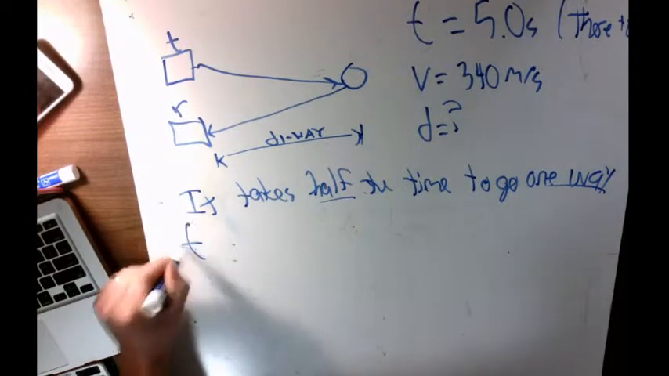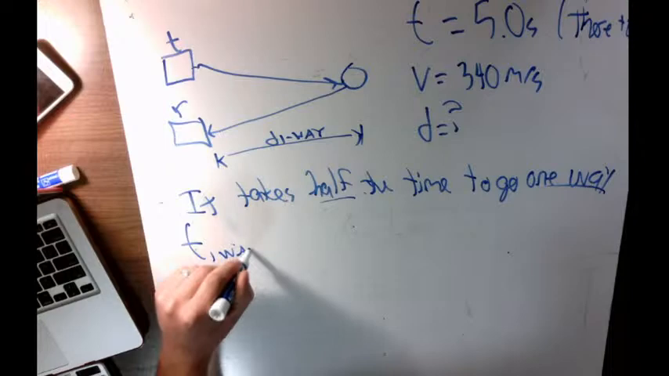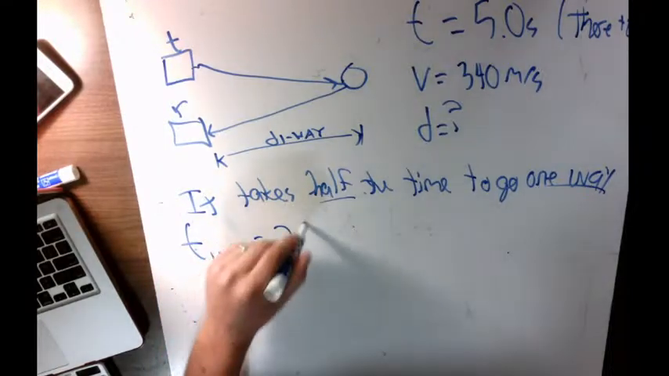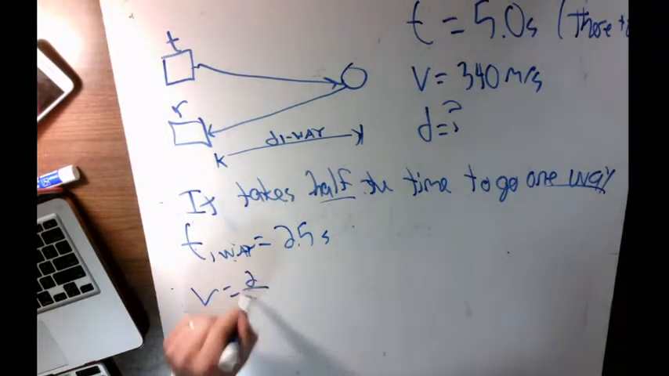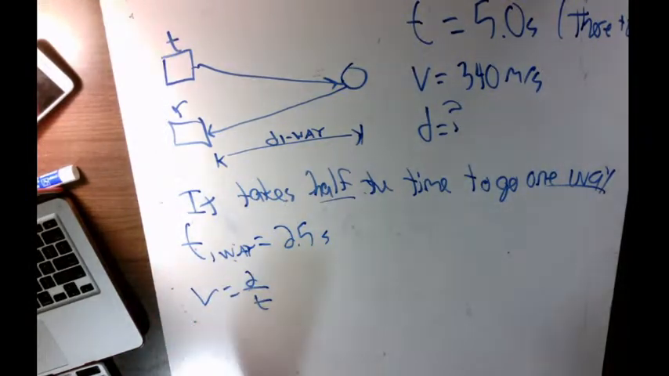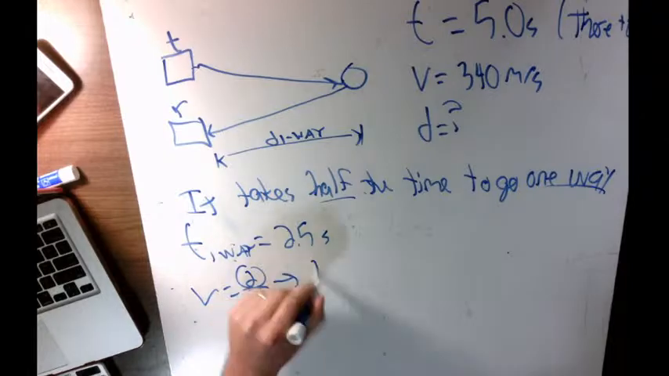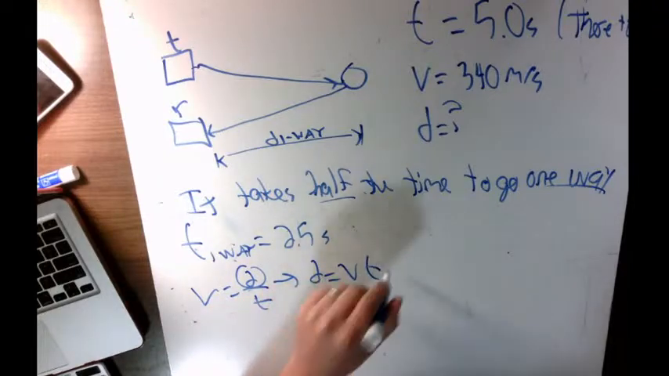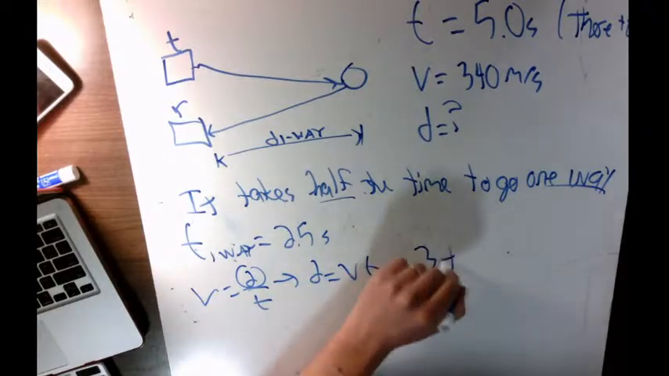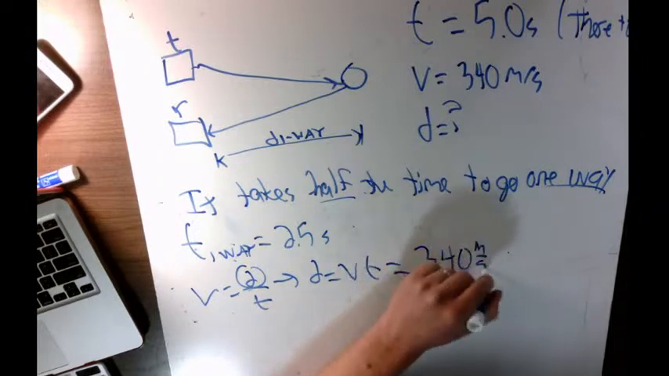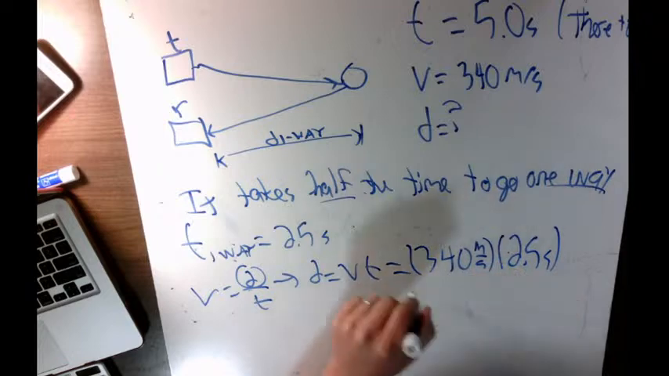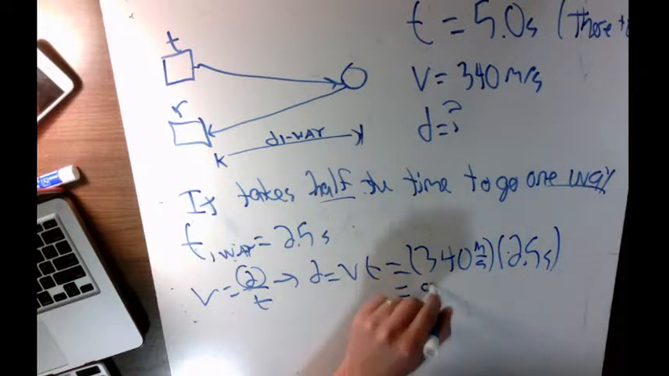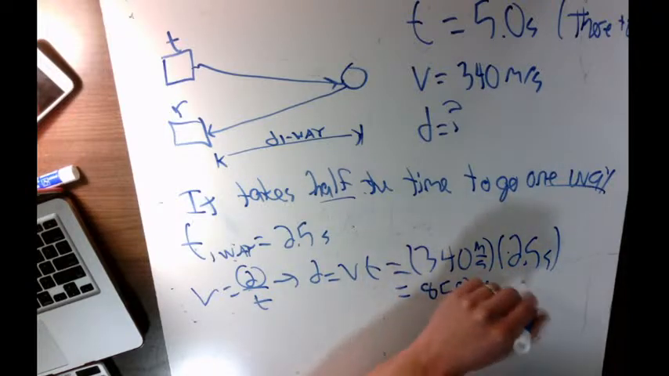So the time for one-way is 2.5 seconds. Now we're going to use our speed equation to solve for distance. Distance is speed times time. 340 meters per second for not 5 seconds, but 2.5 seconds gives us 850 meters away.